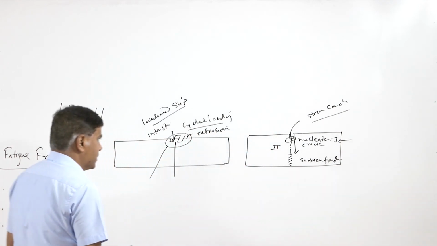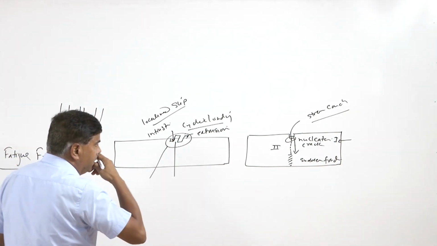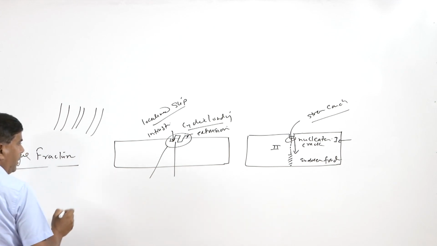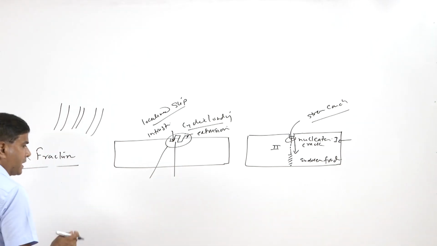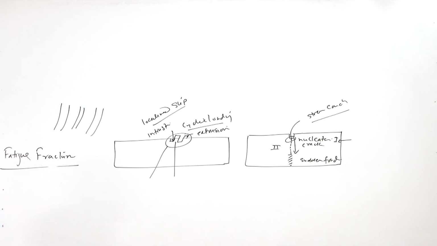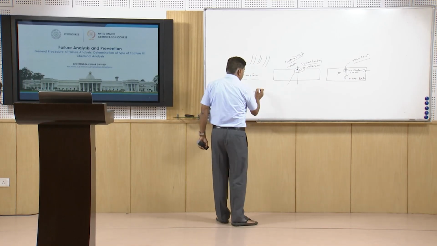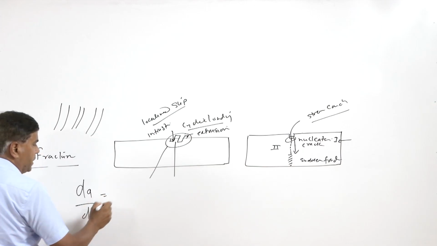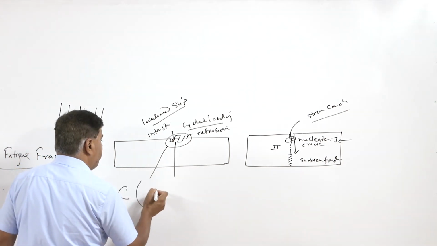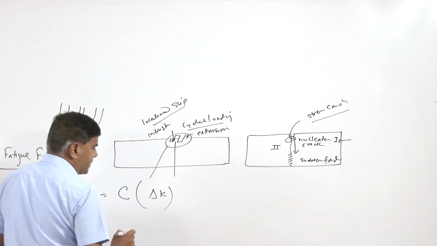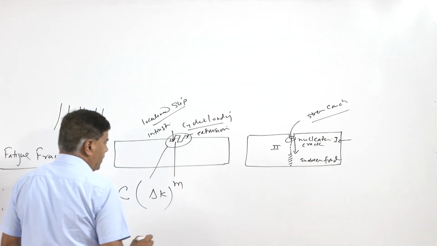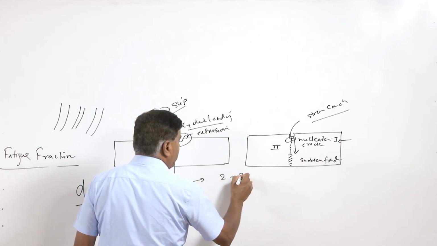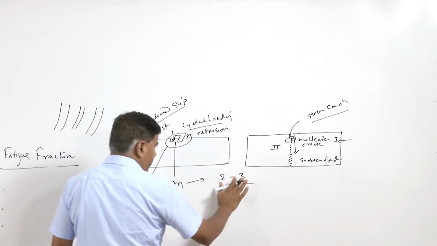the constant stress amplitude. Now efforts have been made to study how the crack grows, especially during the second stage, so that the life of the component under fatigue conditions can be estimated, can be determined. So the dA by dN is the typical formula which is used, where C is the constant and delta K is the stress intensity factor range, m is the constant. So depending upon the material system, the value can vary from like 2 to 3 or even more.